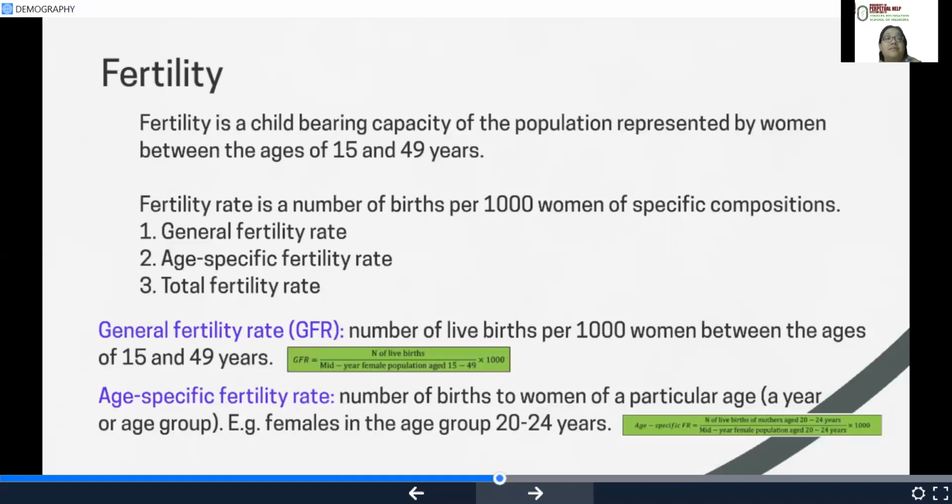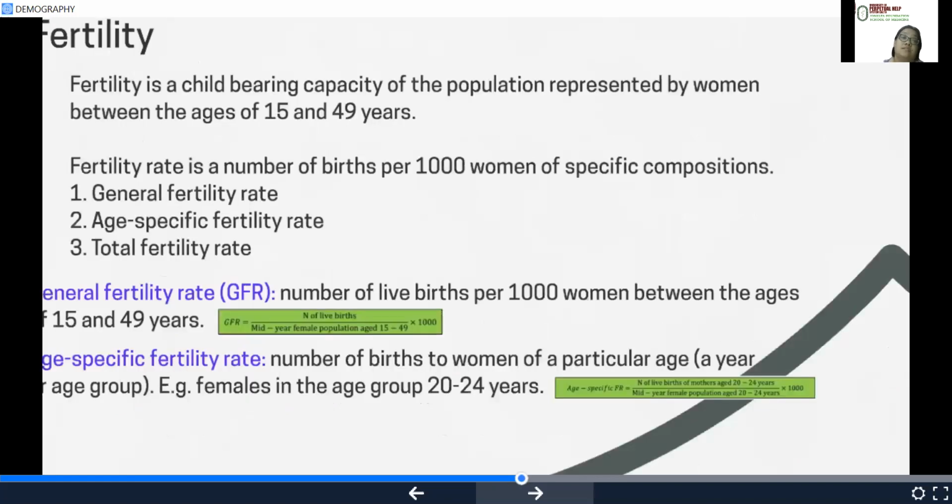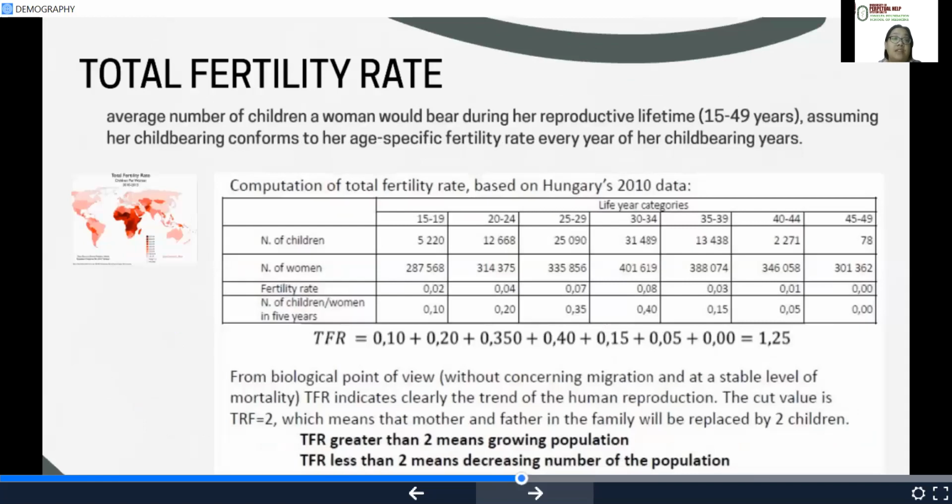So for fertility, this means the childbearing capacity of the population represented by women between the ages of 15 and 49 years. So fertility rate is the number of births per 1,000 women of specific compositions. So there is your general fertility rate, your age-specific fertility rate, and your total fertility rate. General fertility rate is the number of live births per 1,000 women between ages 15 to 49. Age-specific is the number of births to women of a particular age group, for example, 20 to 24 years. Total fertility rate is the average number of children a woman would bear during her reproductive lifetime, assuming her childbearing conforms to her age-specific fertility rate every year of her childbearing years.